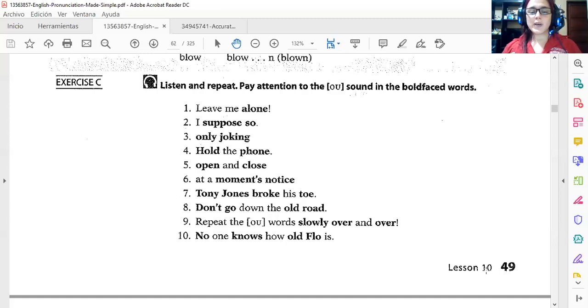Number five, open and close. Six, at the moment's notice. Seven, Tony Jones broke his toe. Eight, don't go down the old road. Number nine, repeat the O words slowly over and over. Number 10, no one knows how old Flo is.